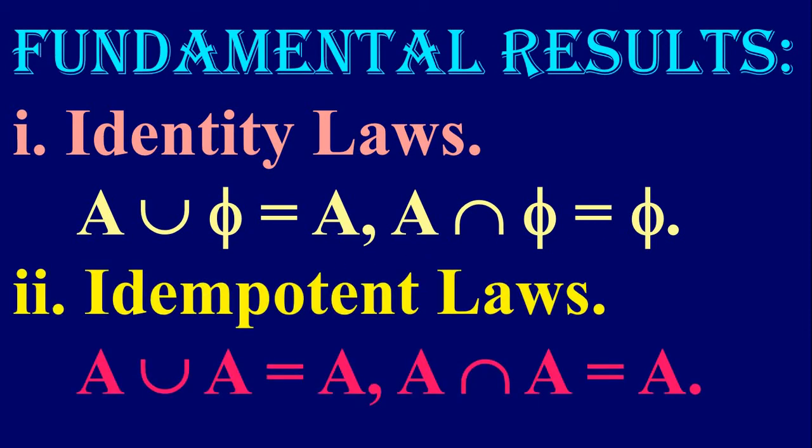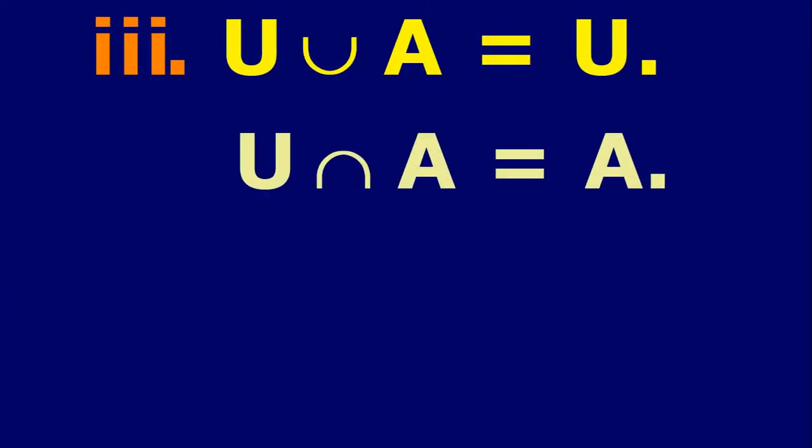So second one, idempotent law. It is A union A is A only, and A intersection A is A only. So next it is U union A equal to U. That is, when we take the union of the universal set and A, we get the universal set. Here U is the bigger set. So therefore when we take union, always you will get the bigger set. So next it is U intersection A. It is A only. When we take intersection, we always get the smaller set. Here A is the smaller set. Therefore we get A only.